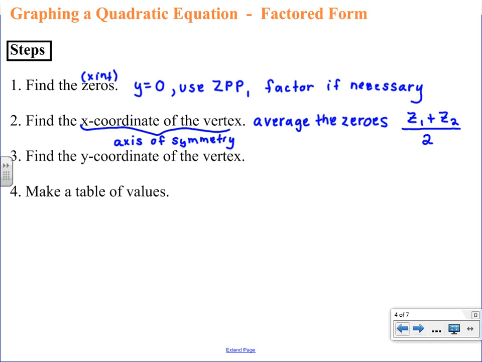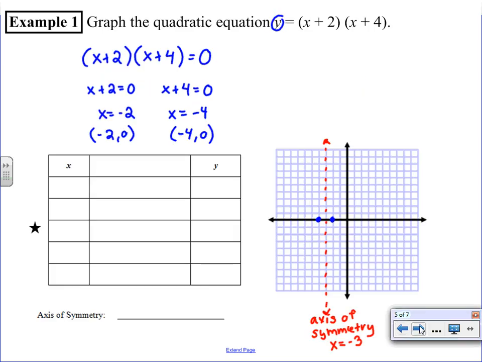Now, if you're going to type this in your calculator, you need to have parentheses around the top, or you need to add the zeros, hit enter, and then divide by 2. Otherwise, it's going to mess you up. So what I'm going to do over here is I'm going to find the vertex.